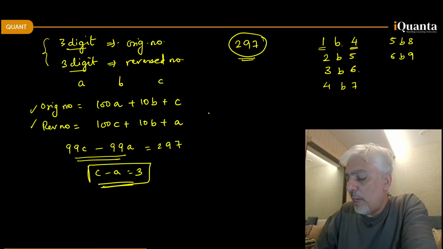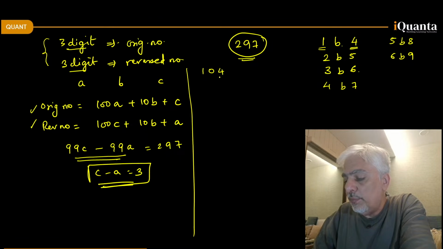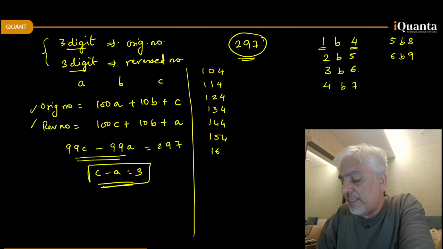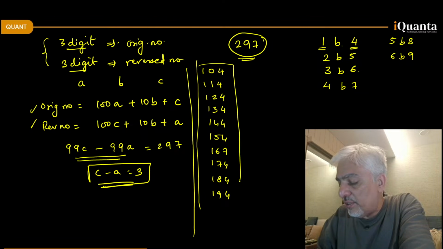So when I have 1B4, it can be 104, it can be 114, it can be 124, 134, 144, 154, 164, 174, 184, 194. So how many values? 10 values. B can take 10 values every single time.